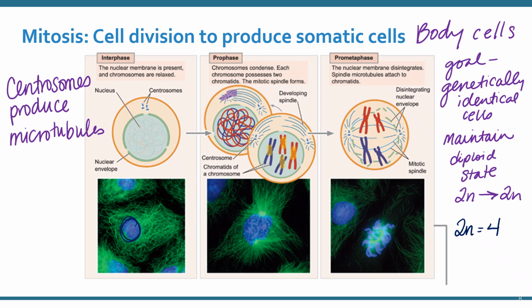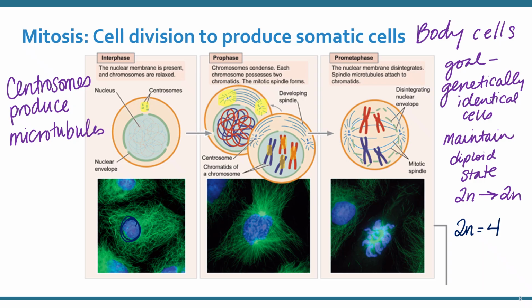Let's go with yellow. We've got them here at the top of our cell, and those are our little centrosomes that are growing microtubules out. You'll notice that they are starting to spread away from their point of origin to the poles on either side of the cell.